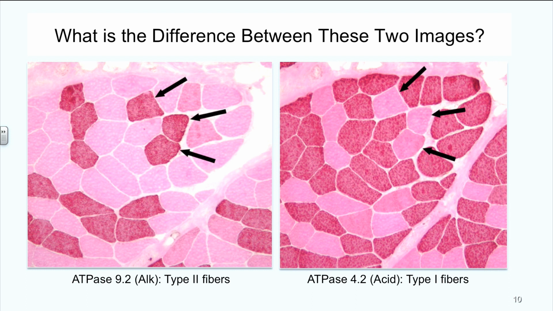If we compare, this is basically the same picture. If we compare both, you would see the alkaline, where type 2 fibers are darker, and the same fiber you can see in acid is lighter.